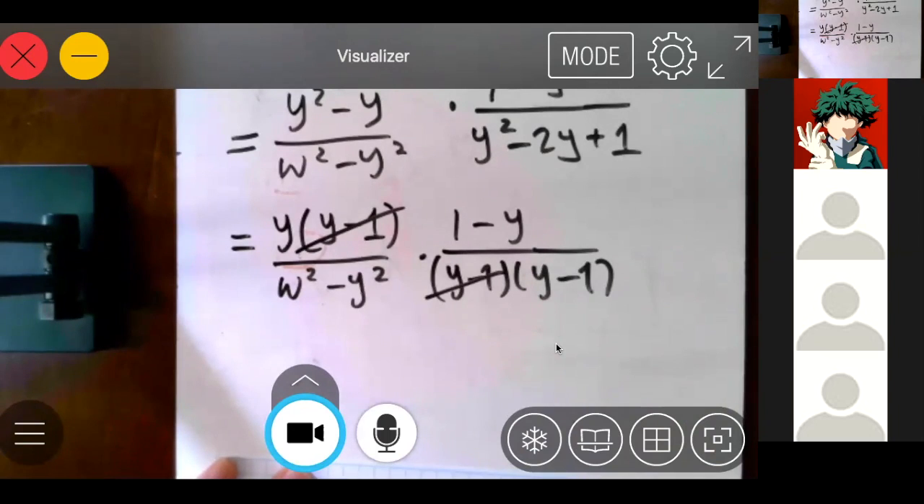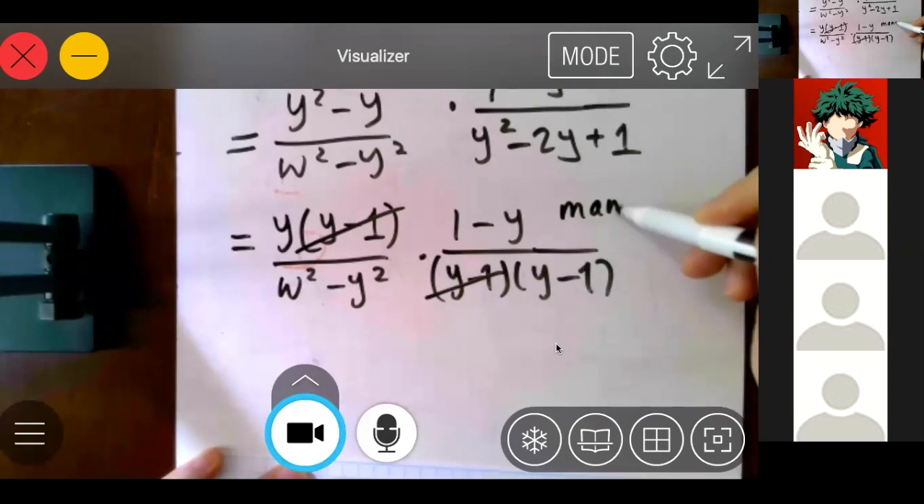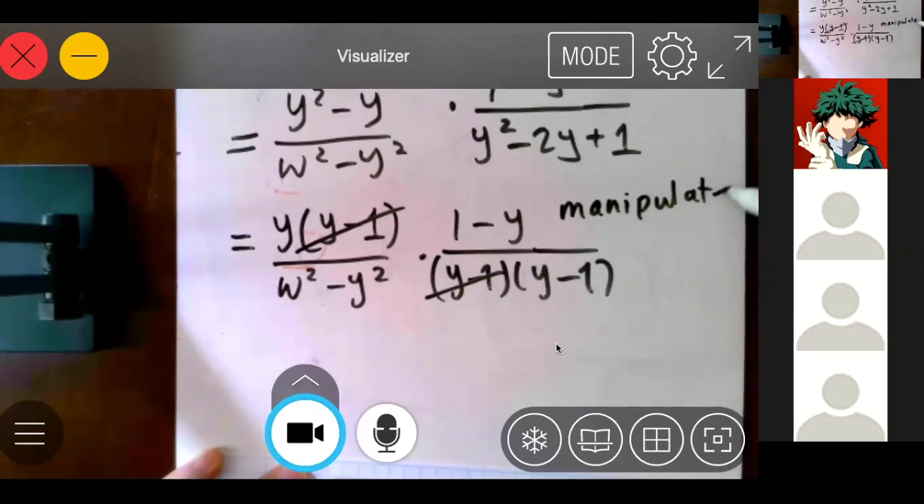Can you turn 1 minus y around by putting a negative on the outside of the parentheses? Exactly. So you kind of have to manipulate it. You take the negative out.